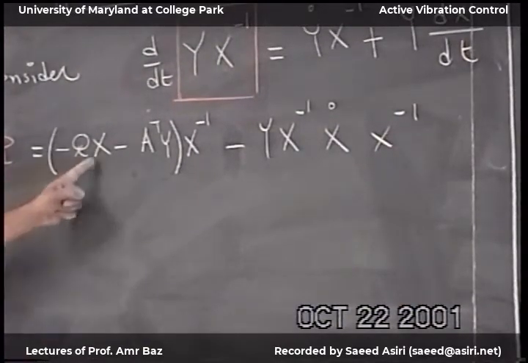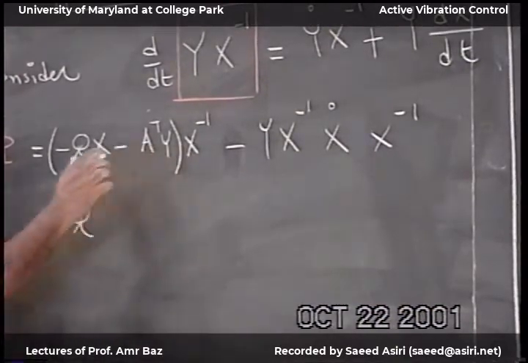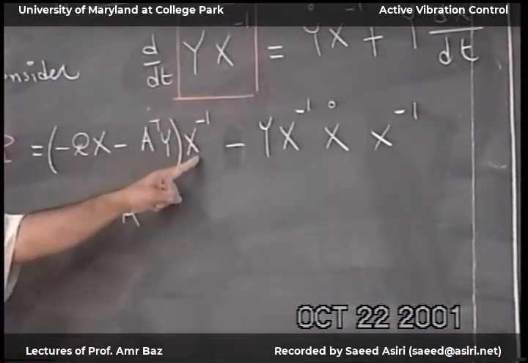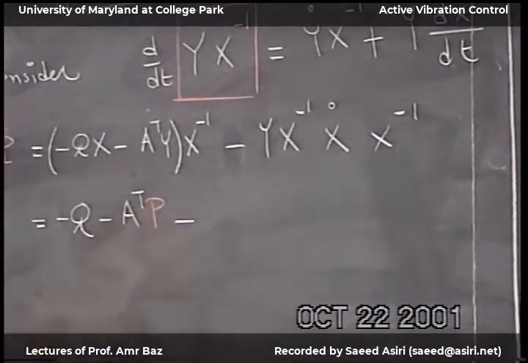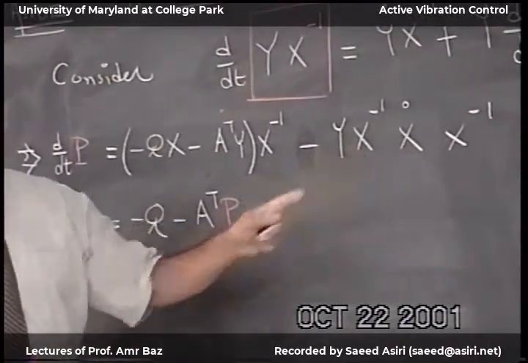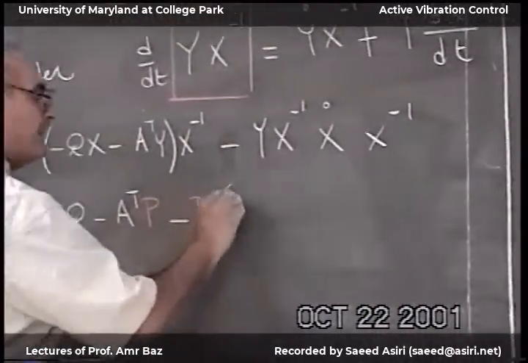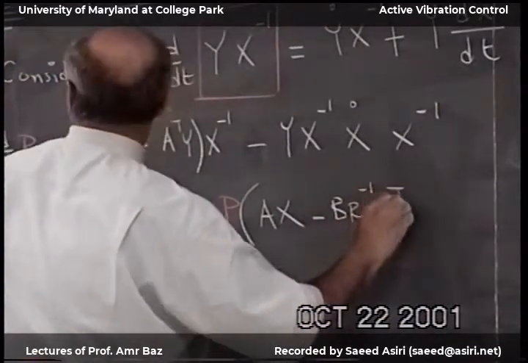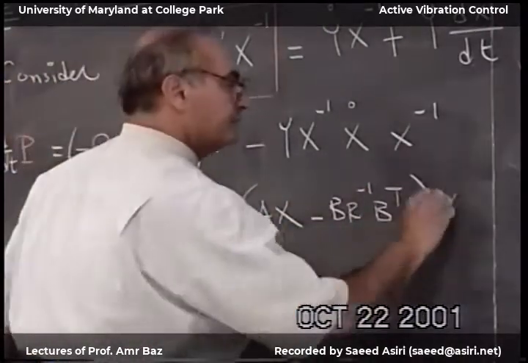If we look at what we have here, this is x and x inverse, so this will be identity and this will be minus q. This times this will be minus A transpose, and I'll replace the y x inverse by P. And then I have here y x inverse, I'll replace it by P. And then x dot, I'll replace it from here. So this will be Ax minus B R inverse B transpose y, and the entire thing now multiplied times x inverse.